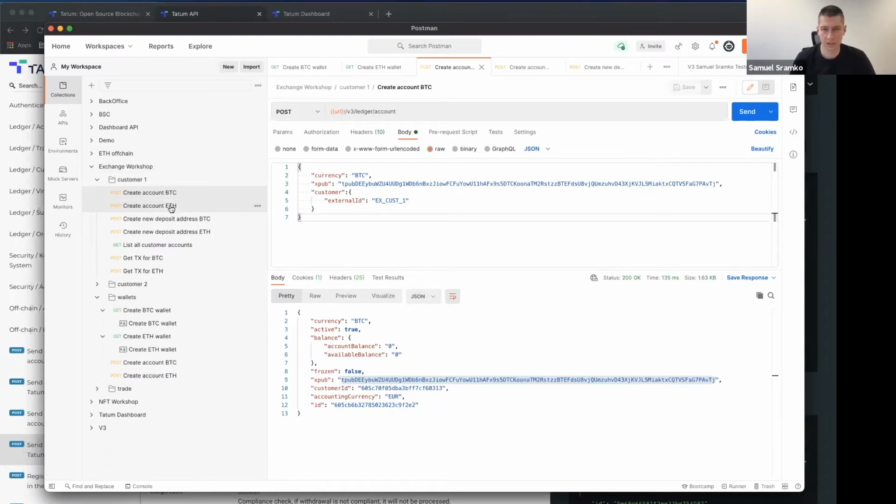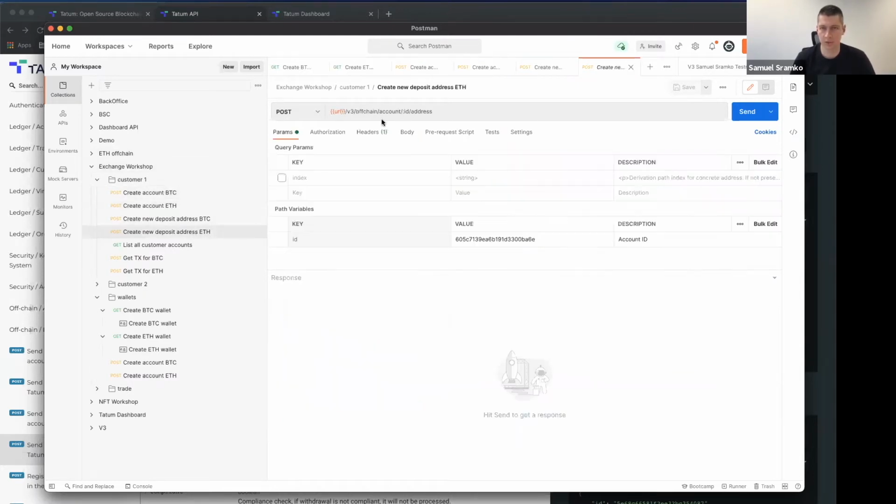We can do exactly the same for Ethereum. The endpoints are the same because we at Tatum are abstraction friendly, and we love abstraction for you. So the only thing you have to change is the ID of the account where you want to generate the blockchain address.